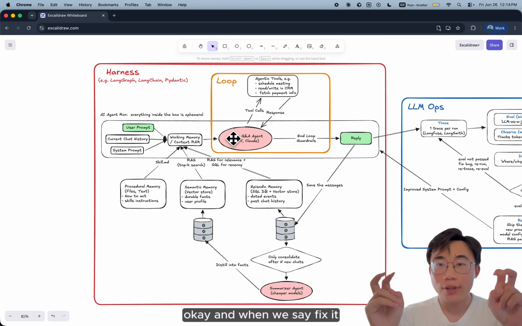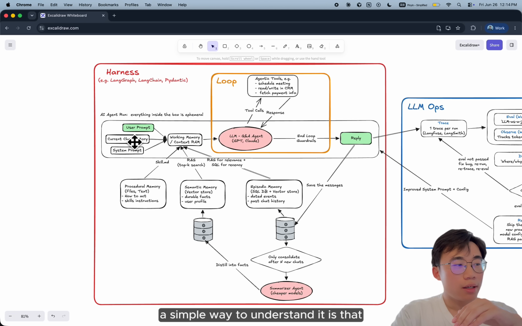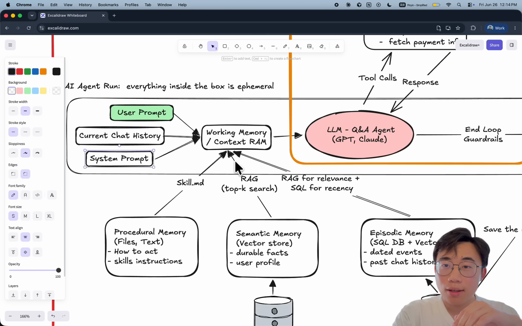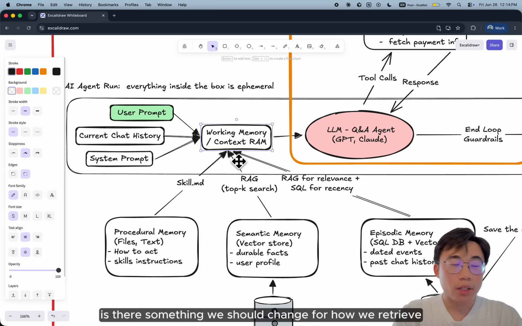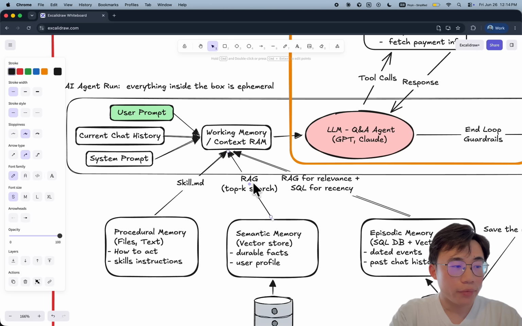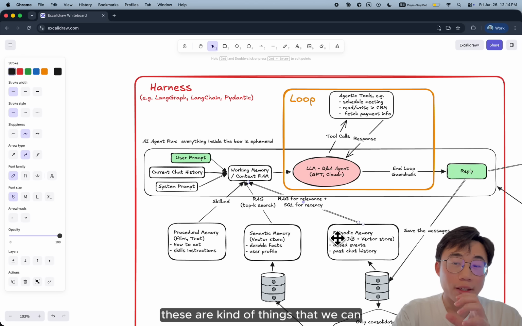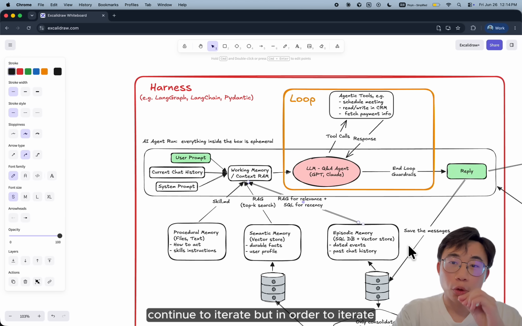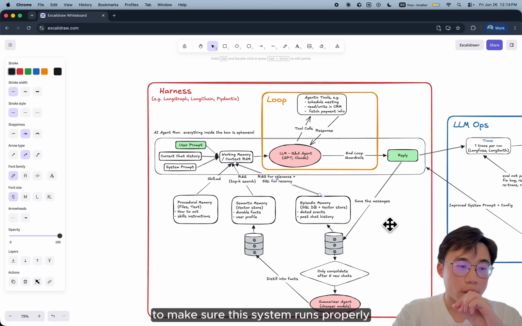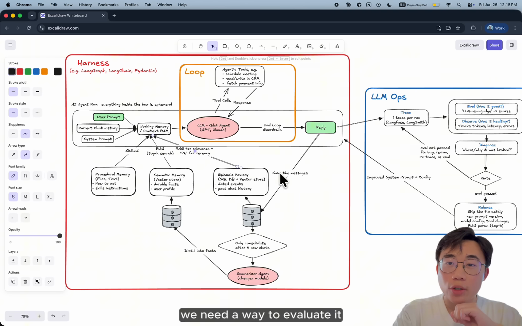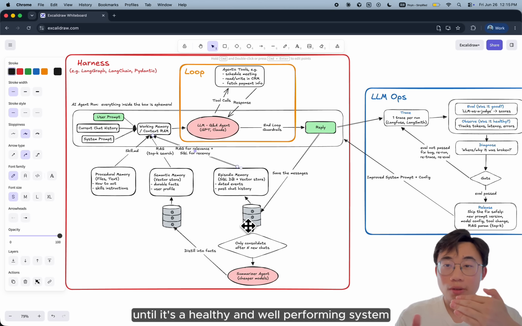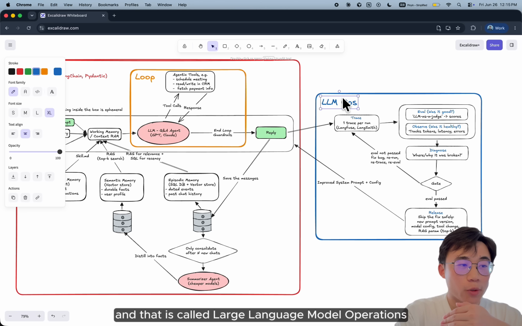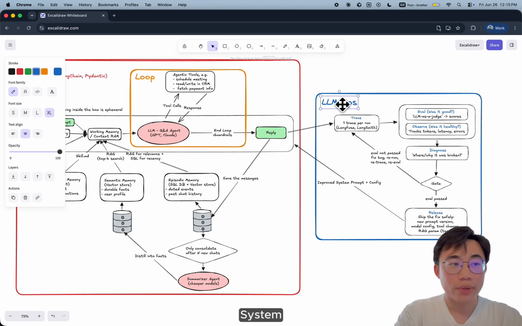And when we say fix it, a simple way to understand it is, can we have a better system prompt? Can we have better large language model configurations? Is there something we should change for how we retrieve the AI agent memories? These are the things that we can continue to iterate. But in order to iterate and make sure this system runs properly, we need a way to evaluate it, diagnose problems, and solve the problems until it's a healthy and well-performing system. And that is called a Large Language Model Operations system, LLM Ops.